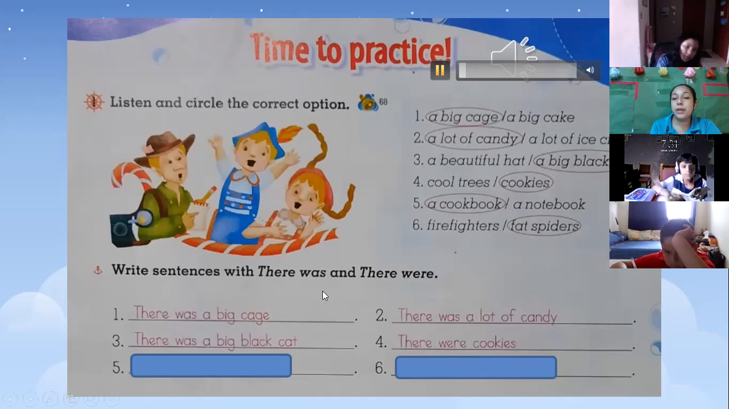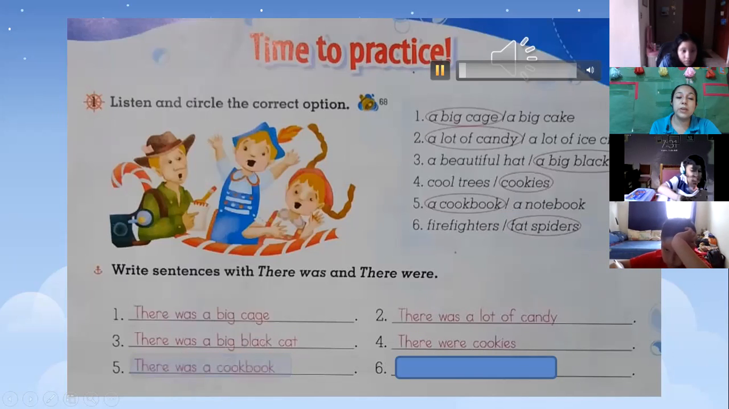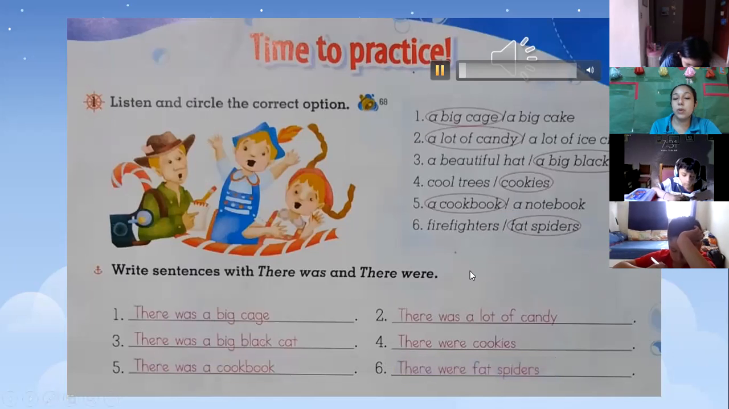Number 5, a cookbook. Singular or plural? Singular. So we use there was a cookbook. And the last one, number 6, fat spiders. Singular or plural? Plural, yes. So we use there were. There were fat spiders. Habían arañas gorditas.